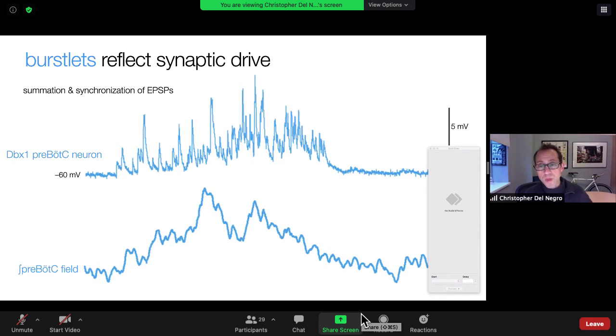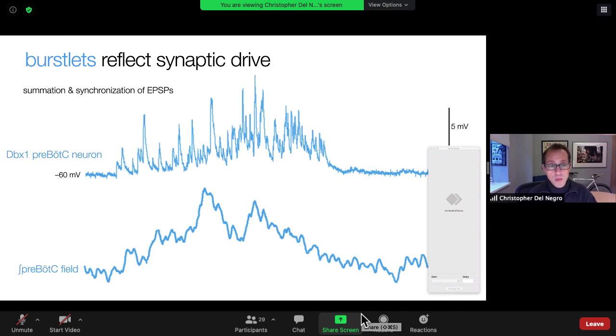So what's the mechanism? We did some burstlet recordings in combination with intracellular recordings from DBX1-derived neurons in the pre-Bötzinger complex. And what we saw was summation of EPSPs. Very interesting work by Sufyan Ashhad suggests that this also has to do with synchronization of the PSPs. But for a moment, I'll just talk about summation.